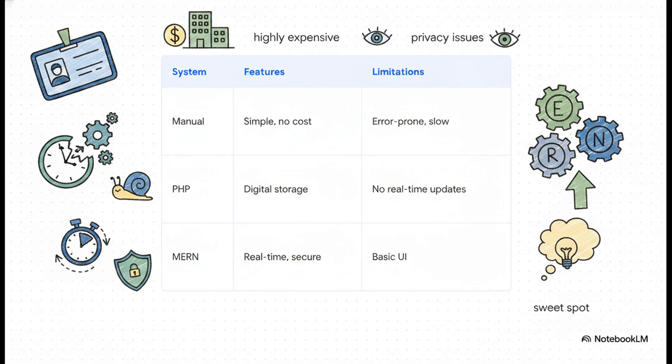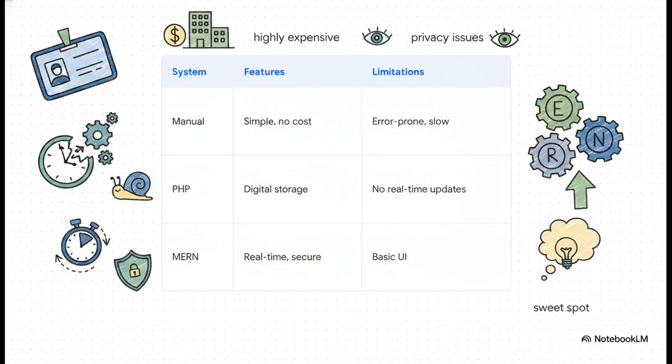Let's put all this into perspective with Section 5, a real-world case study. Okay, let's dive into this real-world application from that research paper I mentioned earlier, just to see how this tech actually solves the legacy problems we've been talking about. Look at this contrast. Where manual systems and old PHP systems completely fail on speed and real-time capability, the proposed MERN system delivers multi-role, real-time security.